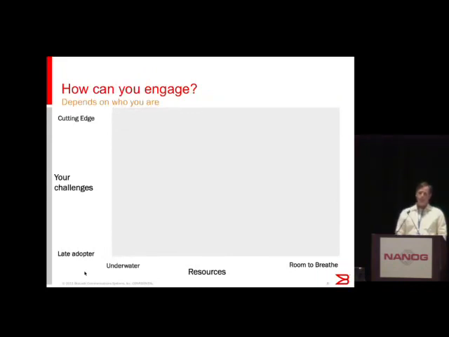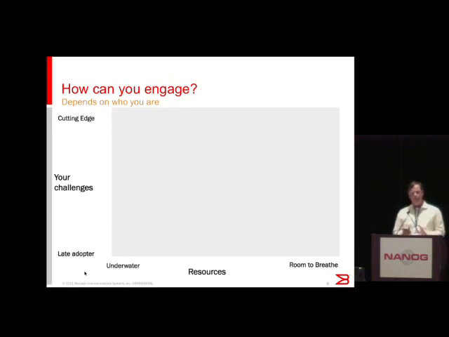So a lot of people ask, how can you engage in OpenFlow? I mean, what are the different ways you can participate? And well, it sort of depends who you are, of course, and I decided I'd slice that space in terms of how many resources you have and what kind of challenges you face.